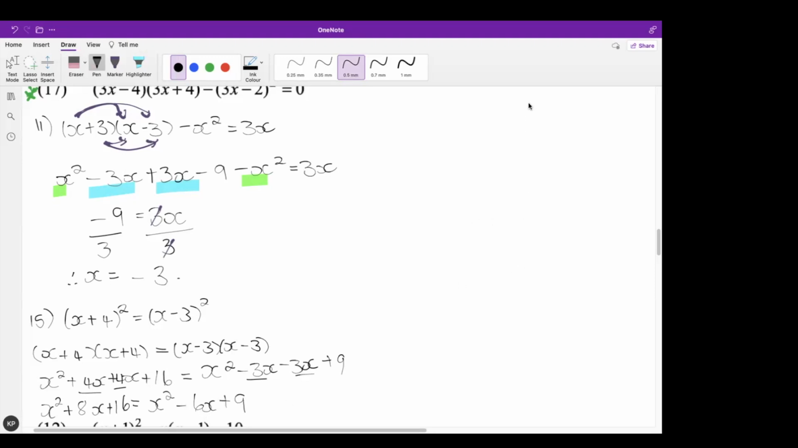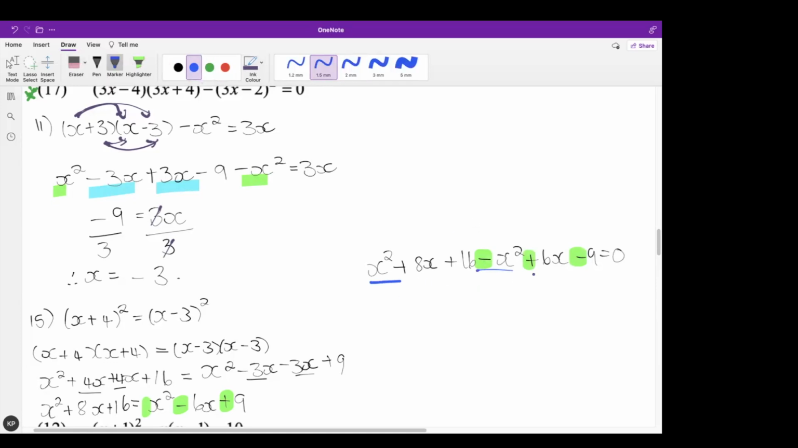Now I'm going to put everything on the same side and see what happens. I'm going to move all of these to the left-hand side. So it's x squared plus 8x plus 16 minus x squared plus 6x minus 9 equals 0. If you're confused about the symbols, look at what they were originally. Now I have moved it to the left-hand side, so my x squared became negative, 6x became positive, and my 9 became negative.